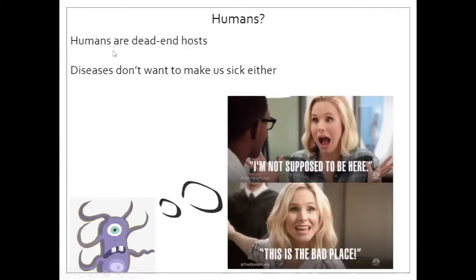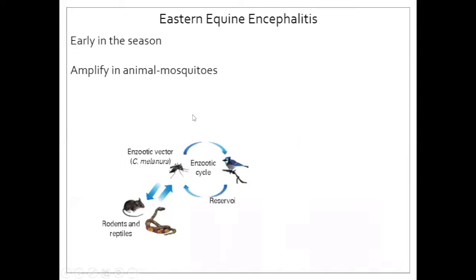So for most viruses, the humans are dead-end hosts. The diseases don't actually want to end up in us. And that's even the case with Triple E, Eastern Equine Encephalitis, it doesn't want to be in people, and it doesn't want to be in horses either. It wants to circulate in birds. So very early in the season, we can see this virus amplify in animals and mosquitoes. So you can look at this mosquito species, Culiseta melanura, the black-tailed mosquito, which is going to be mostly cycling this between different birds. The rodents and reptiles maybe a little bit, but mostly birds.